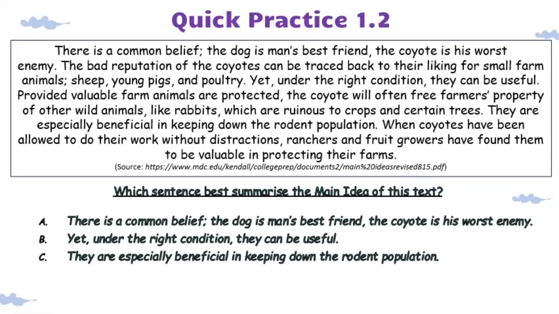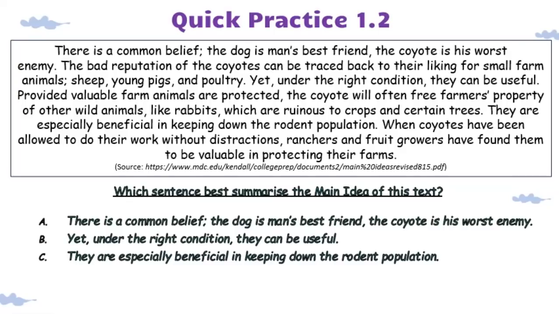We know that the coyote is man's worst enemy, but under the right conditions, if done right, these animals can actually help farmers, ranchers, and fruit growers protect their farms. So let's look at the options given. A, "There is a common belief that the dog is man's best friend, the coyote is his worst enemy." Here, the idea emphasized is that the coyote is man's worst enemy, only the negative side of the animal.